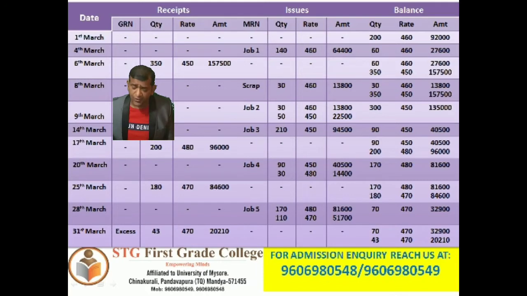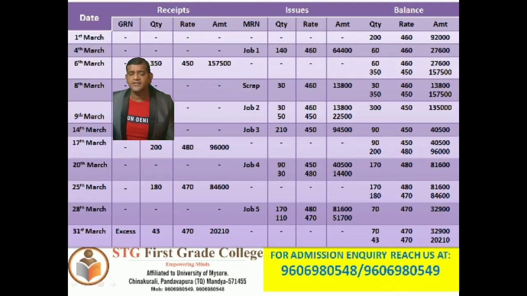So next I'm moving on to date, that is 25th March. So there was a receipt. So we have purchased the materials. So we have purchased 180 tons of materials at the price of 470 rupees. So under receipts column, GRN nil, but quantity, how much we have purchased? 180 tons at the rate of 470 rupees. So the amount comes to 84,600 rupees. So under issues, MRN nil, quantity nil, rate nil, and amount also nil.